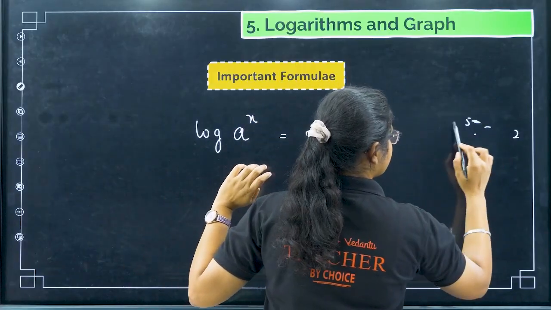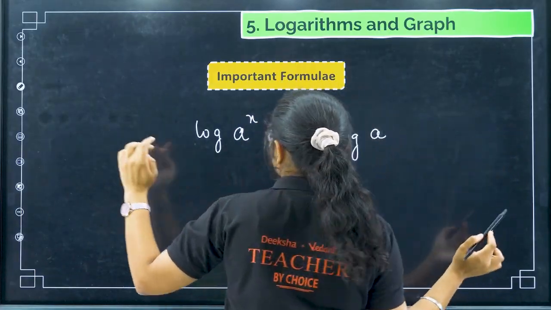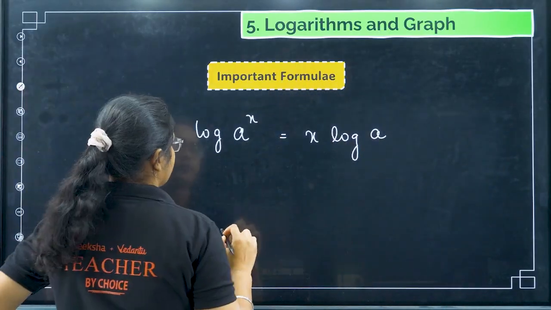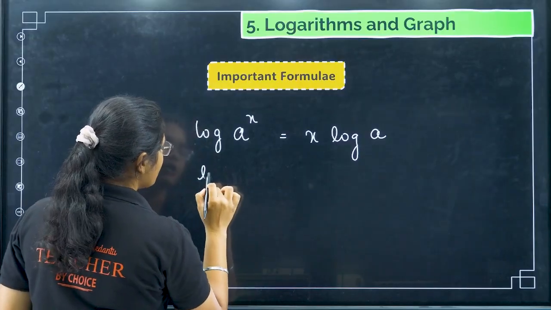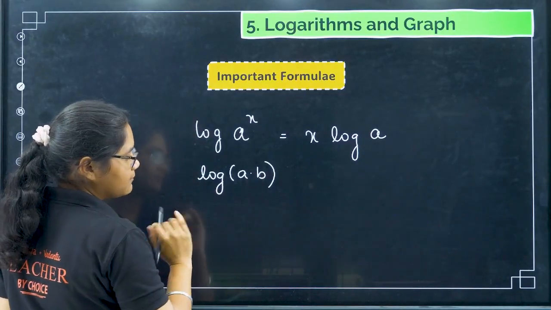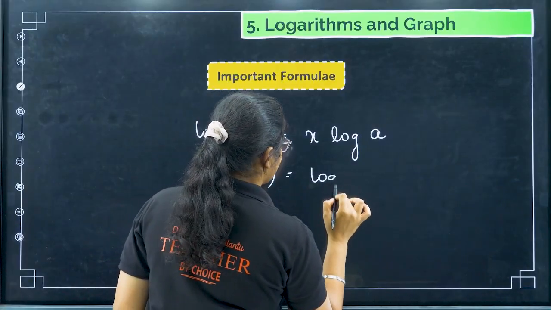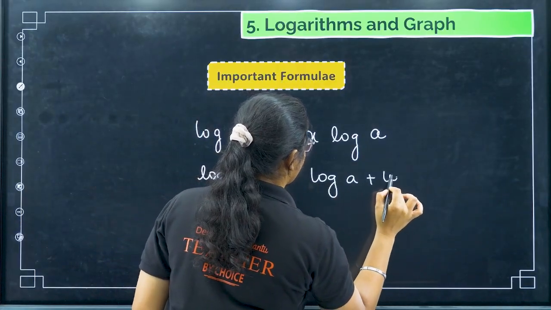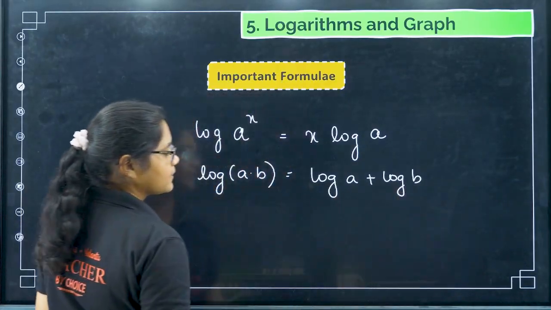So that is the general formula of log. Next thing that you should be knowing is log of a dot b. Means if two numbers are in multiplication, its log, when you expand it, it will become log a plus log b. Okay.